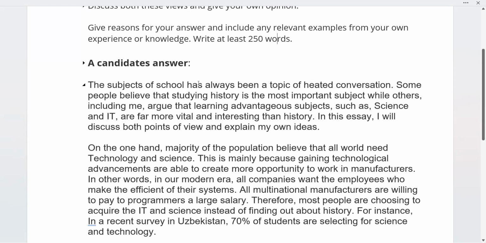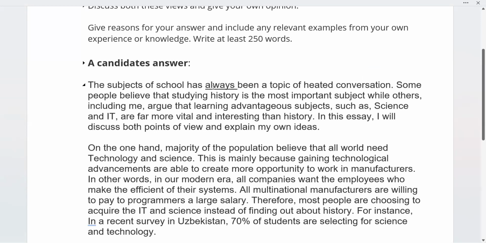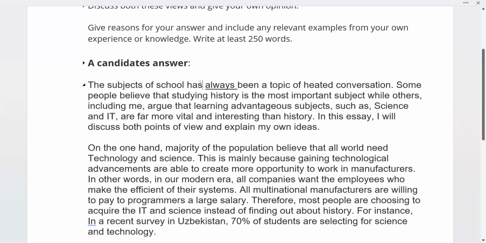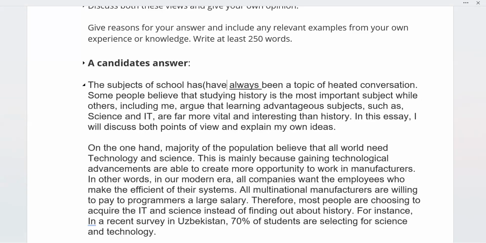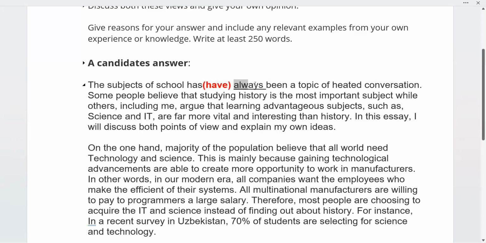And it says the subjects of school has always been a topic of heated conversation. If you take a look at that, the word always doesn't necessarily fit. The reason is the subjects of school haven't always been a topic of heated conversation. And we also have this grammatical mistake. So it actually has to be have always been a topic of heated conversation. So it's have always been, right? So we have a grammatical mistake and we also have this overgeneralization with the word always.